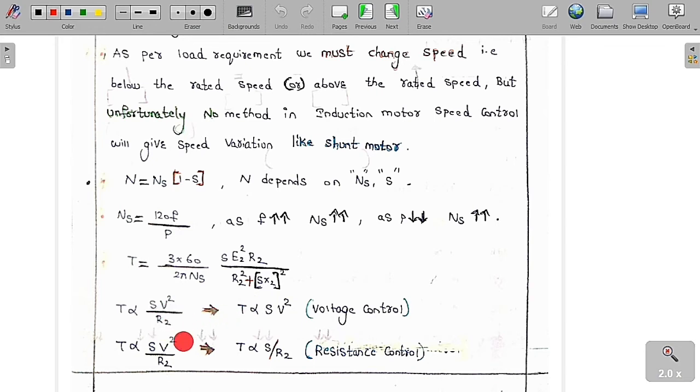As you can see clearly, let me assume the rotor resistance is constant, so torque is directly proportional to S into V square. This is called voltage control. If you increase the voltage, the torque is also going to increase.